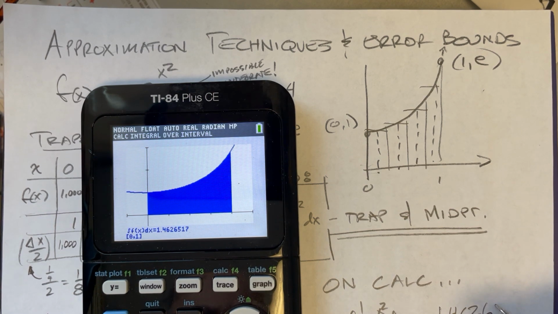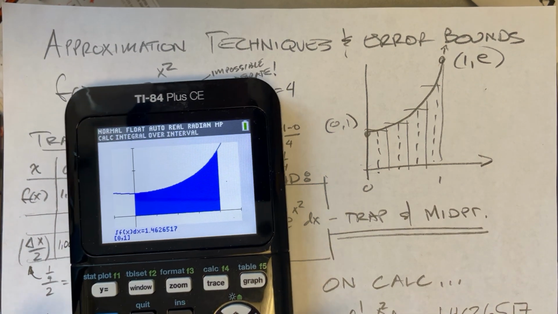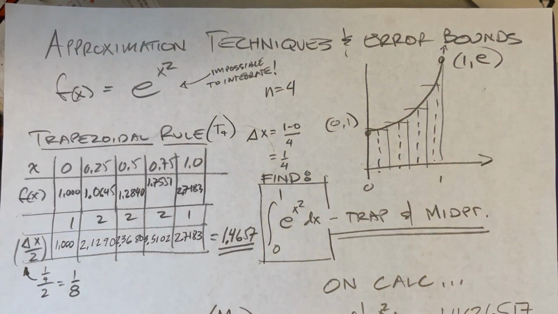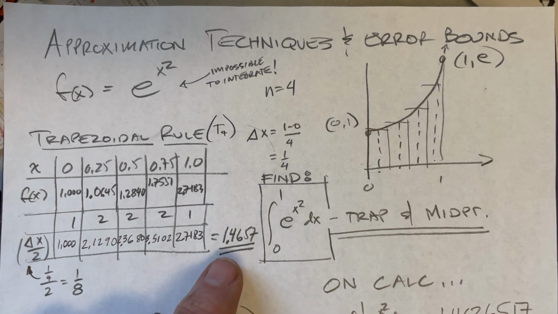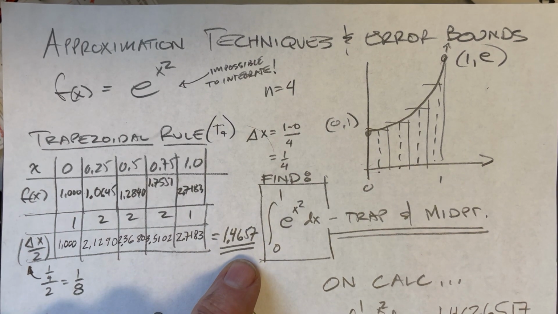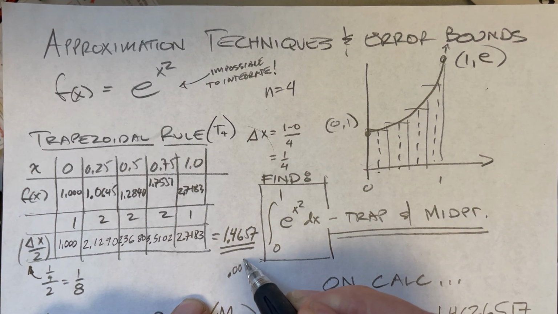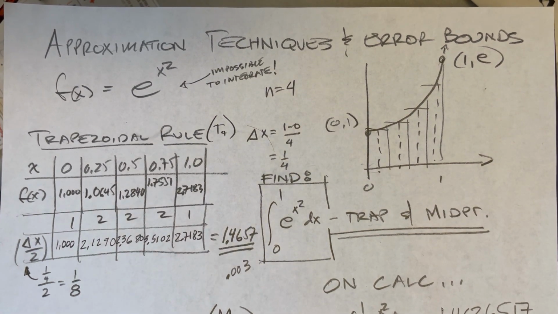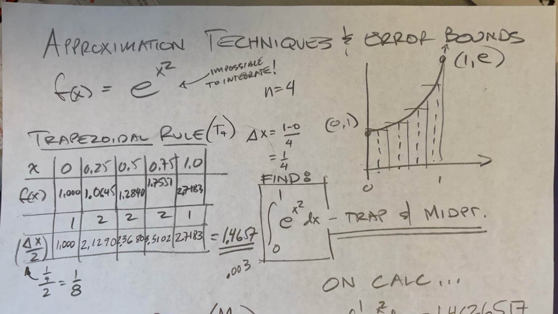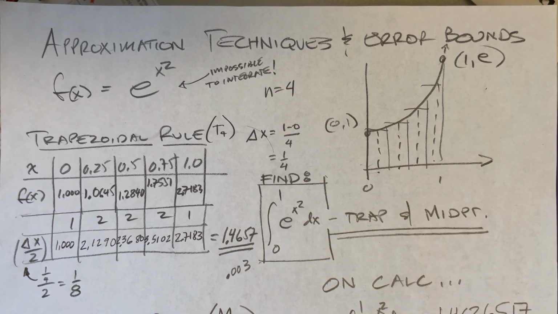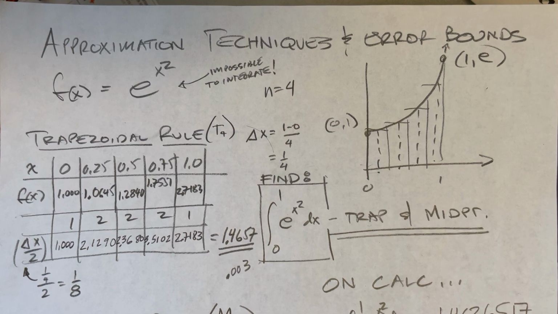1.4626.517 for a few more decimal places of accuracy. And you can see we're really pretty close. How close are we? I think that we're within about 0.003 here, and 0.4. We're a little less accurate there, but also pretty close.